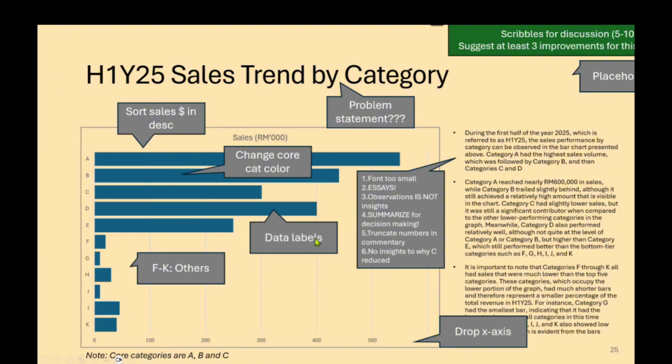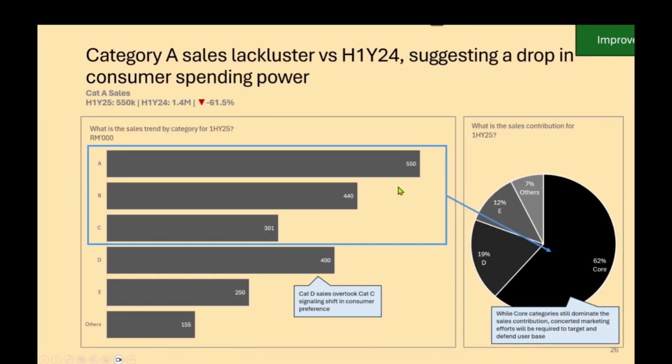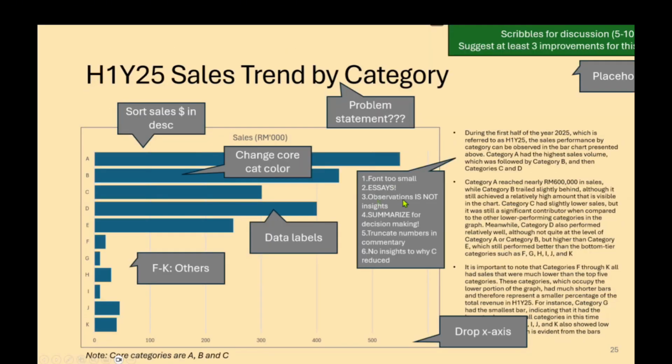Shamso talked about data label and dropping the x-axis. Catterson also talked about F and K group to others, font size too small, too long. Oops, sorry. And observation is not insight. That's what Rachel said. Summarize for decision making. And we have truncating numbers. That's what Dave says. Make 600,000 into smaller numbers so that our brain is easy to digest all these big numbers, right? And then no insight to why C reduce.